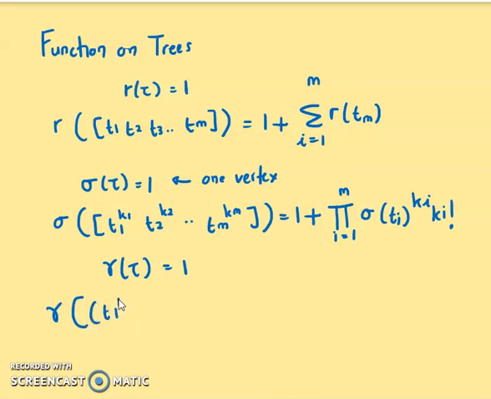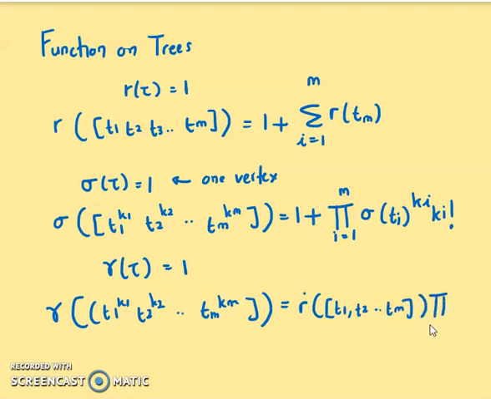Whatever for gamma for many trees, t1^k1, t2^k2, up to tn^kn, is given by the order of the tree, such as t1, t2, tm, multiplied with the product of the densities. Okay, so what this tells you can actually lead you to something which I'm going to show now.